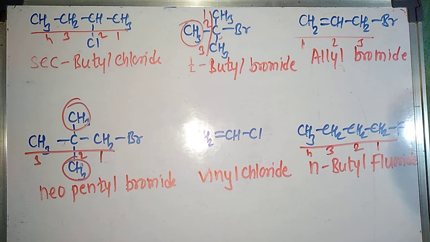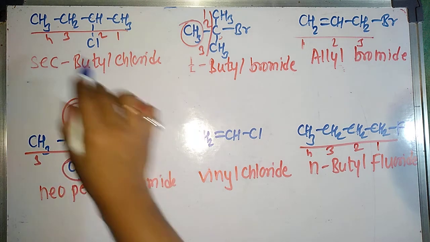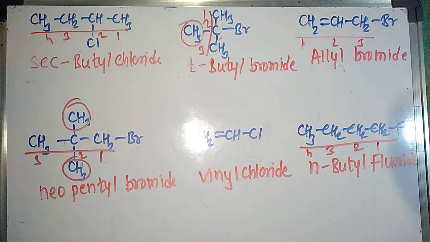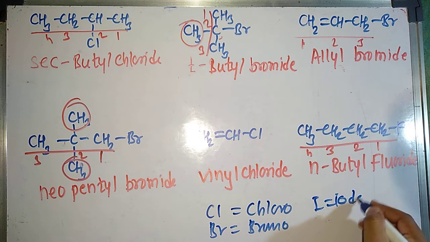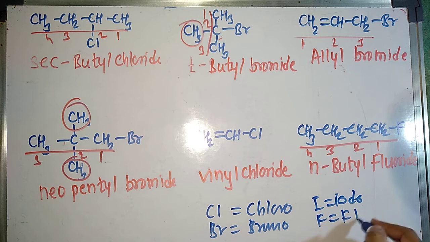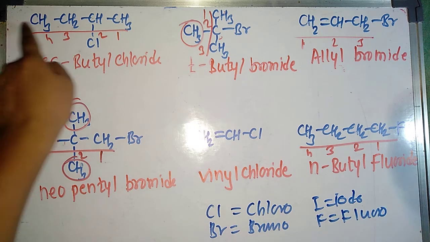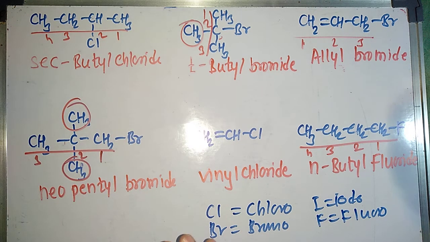Here total 4 carbon atoms are there. We have halogen at the second position. Remember, halogens are written as halo. Chlorine will be written as chloro, bromine as bromo, iodine as iodo, and fluorine as fluoro. And you are going to count the total number of carbon atoms in the longest chain.